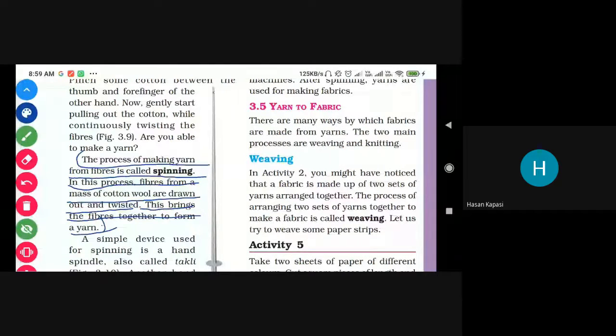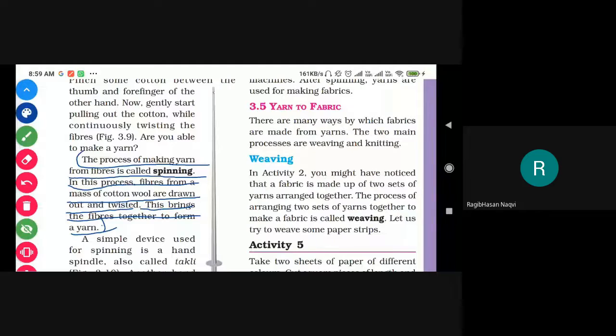Okay, can you tell me what is spinning? Learn it quickly right now, then we will say it without looking. Ma'am, spinning is the process of making yarn from fibers. And in this process, fibers from a mass of cotton wool are drawn out and twisted. This will bring the fibers together to form a yarn.